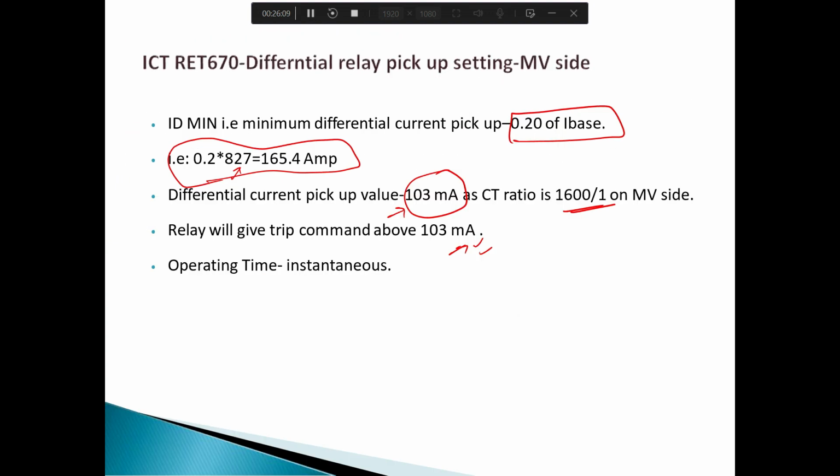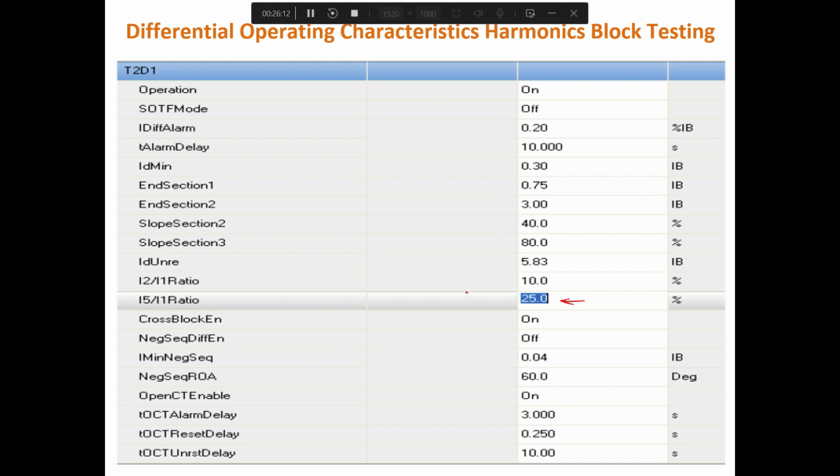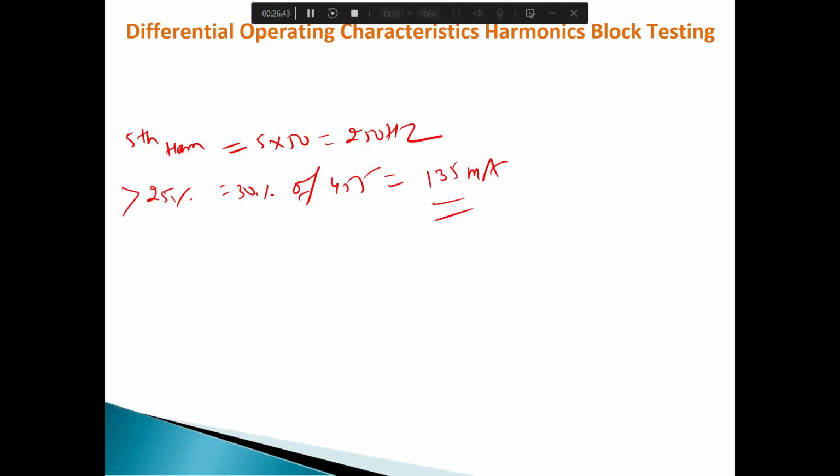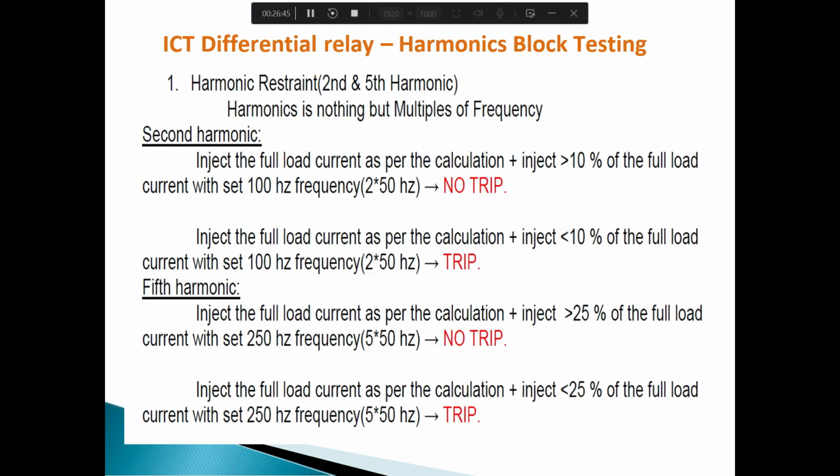Now, another important thing, if you see here, is that cross blocking is enabled. What is the meaning of cross blocking and how can we check it? Cross blocking means if there is a harmonic in R phase, then the relay will issue a blocking of Y phase and B phase also. So during the checking of second harmonics and fifth harmonics, inject this second harmonic current in R phase only. Automatically, the relay will block for Y phase and B phase also. Similarly, for fifth harmonics, inject the current in any one phase, suppose Y phase, and the relay will issue a blocking to R phase and B phase also. So this is the method of testing the harmonic blocking.